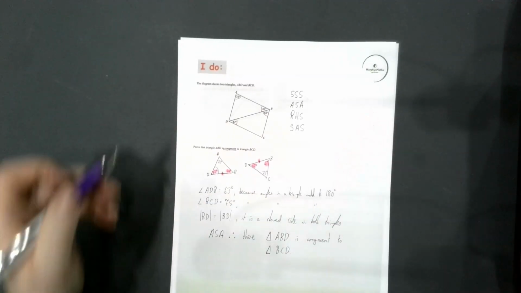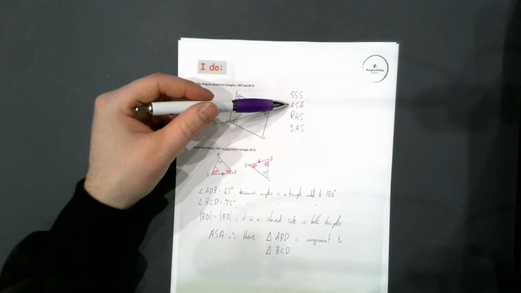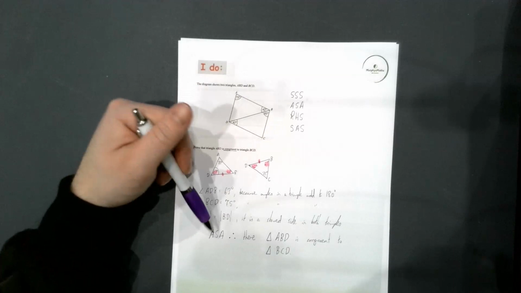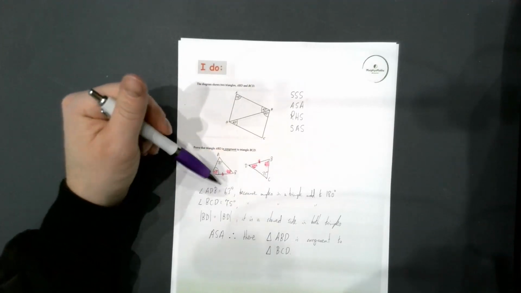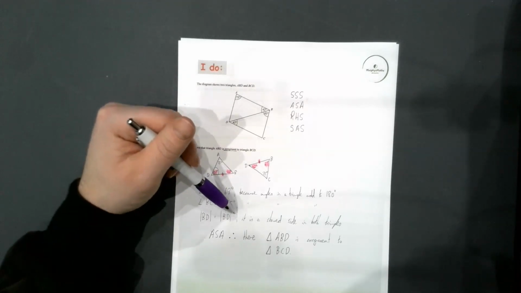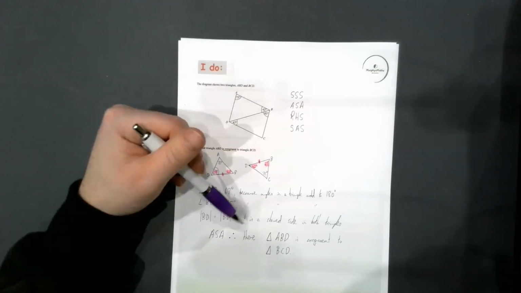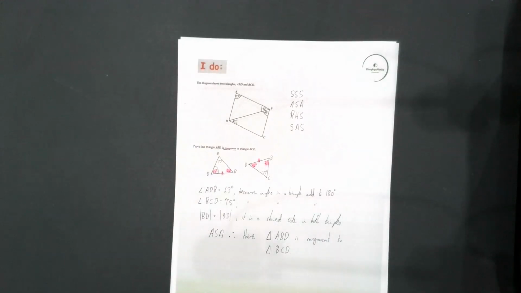So I'm always looking for 3 bits of information, either involving sides or angles, that I can prove that 2 triangles are congruent. But I do at every step as well need to put down any angle rules or any justification that I need to put in, even if it means stating the obvious, like they have a shared side or whatever it may be.